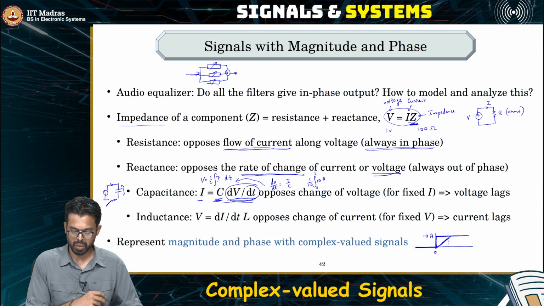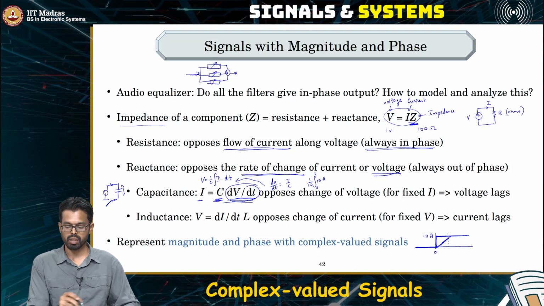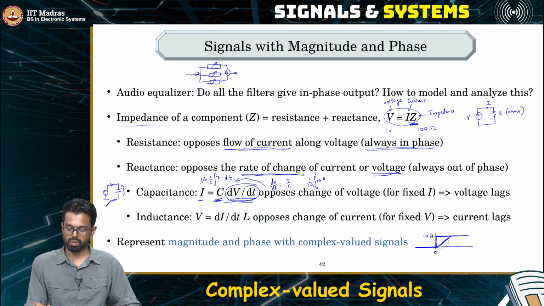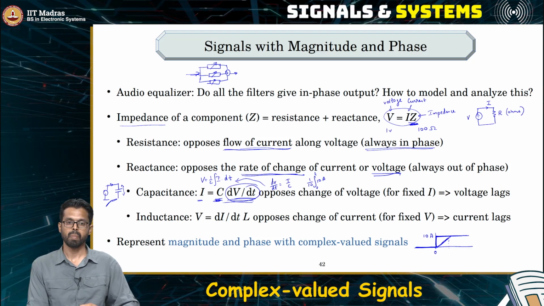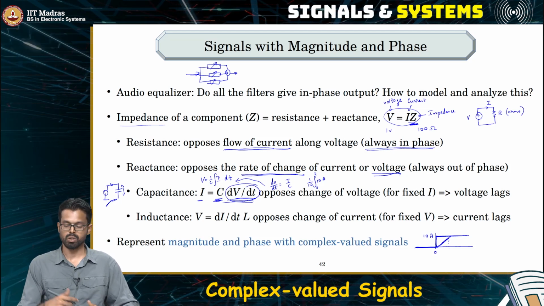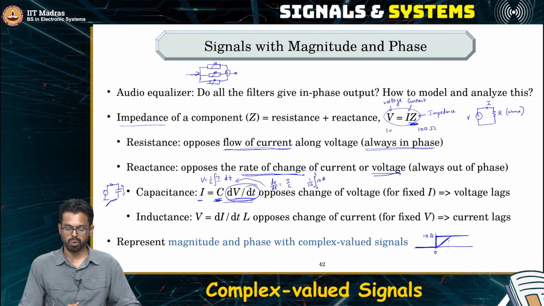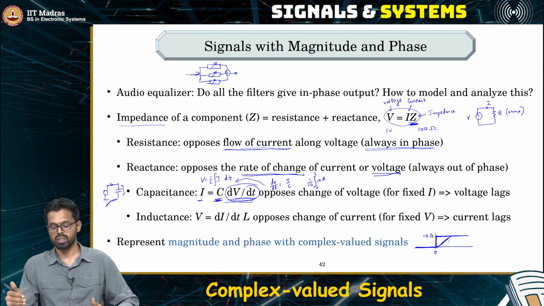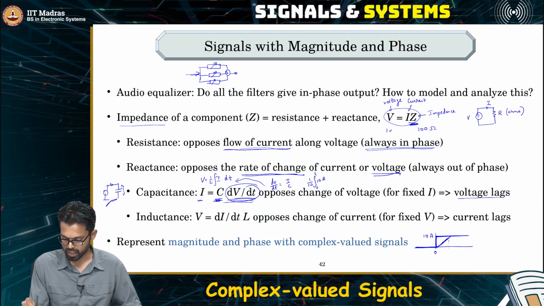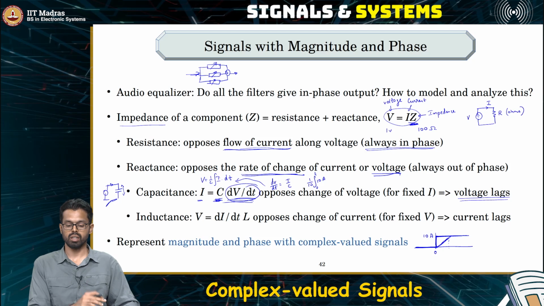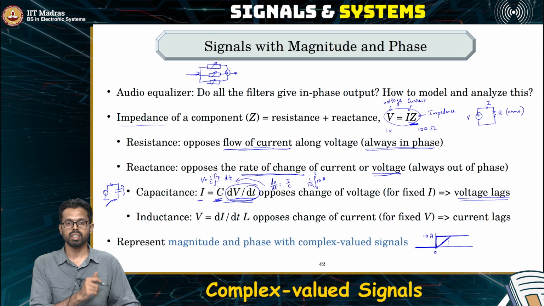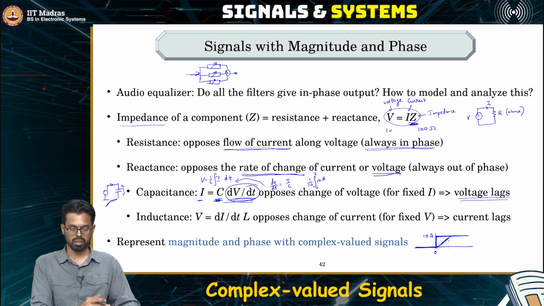In this case, if the capacitance is 1, then it will take 1 second for the voltage to reach 10 volts. So essentially that is dV by dt, which is 10. The slope is 10 in that case. So the voltage is going to take so much time, 1 second, to reach the same value of the current. This means the voltage is lagging. The voltage is not in phase with the current. So there is a phase difference when we use capacitors.